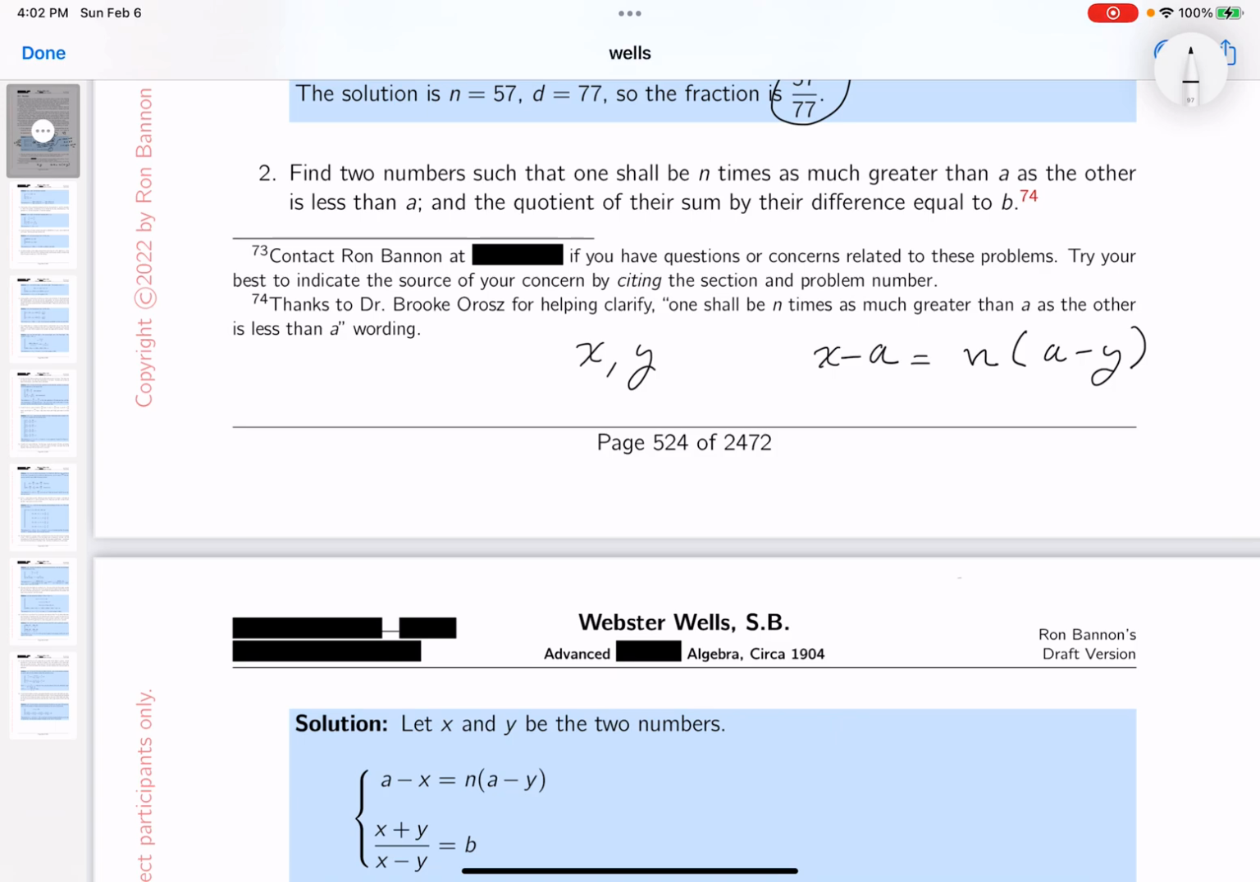I'll keep reading it. Find two numbers such that one shall be n times as much greater than a as the other is less than a, and the quotient of their sum by their difference is b. All right, got that down.